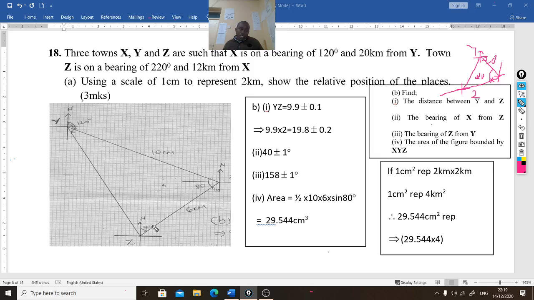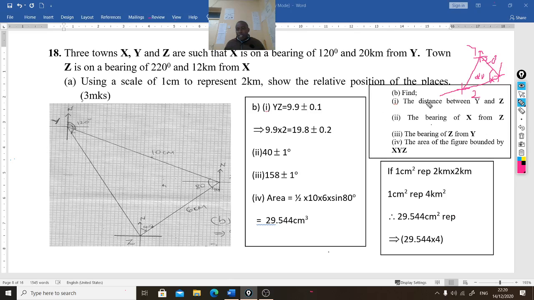Then after joining, you will realize that you can only join to the other point straight. From here, you can join the other point straight to get to your other point here. You join straight. So from there, you are done with the positions. You score your 3 marks. Then from there, another question, part B.